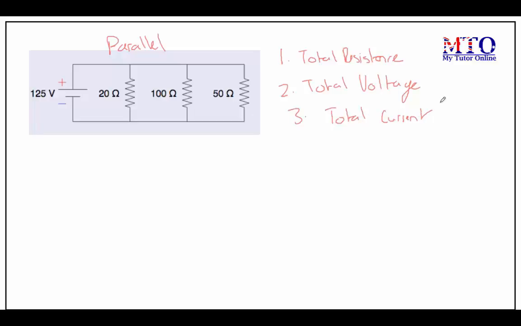Okay, so let's find the total resistance. So we've got three values here, 20, 100, and 50. So to find the total resistance, what we do is put 1 over 20 plus 1 over 100 plus 1 over 50.